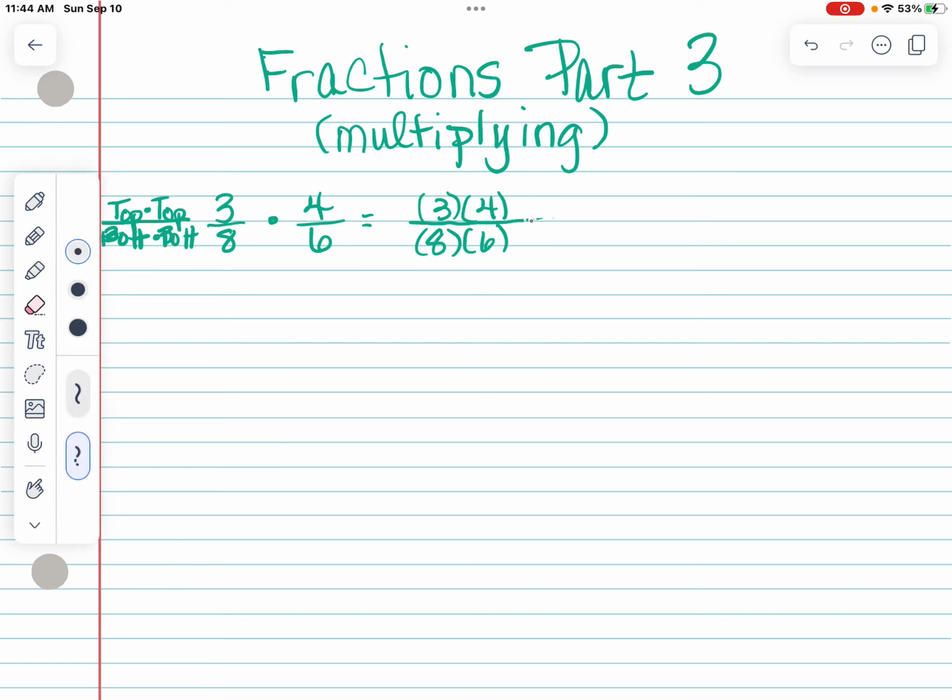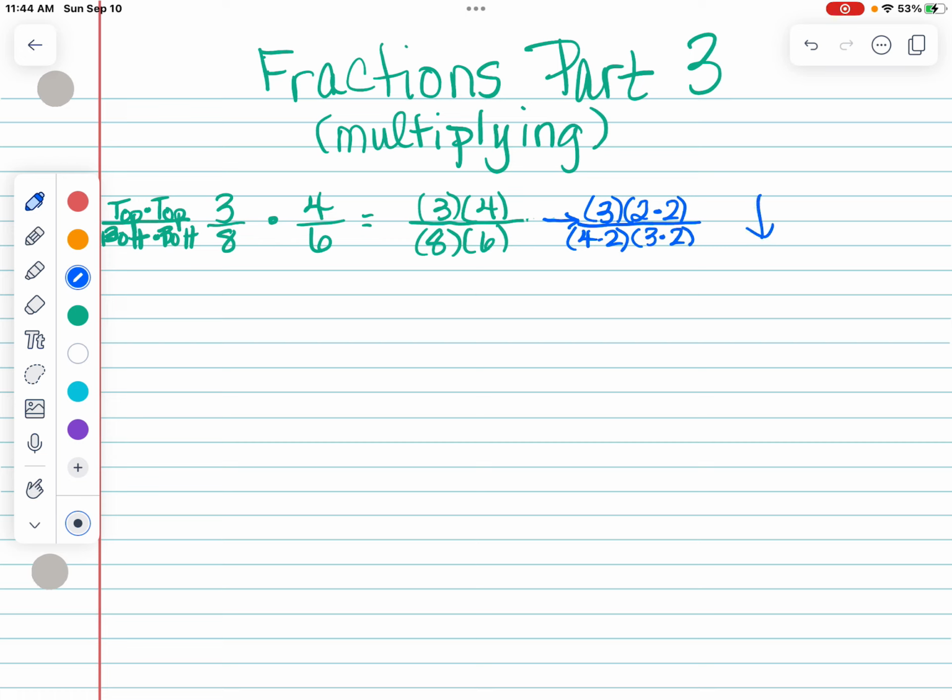Let's get this right. So what I'm going to do here is the 3 is going to stay because that's a prime number. The 4 I'm going to break up as 2 times 2. And then 8 I'm going to break up to 4 times 2. And 6 I'm going to break up to 3 times 2.